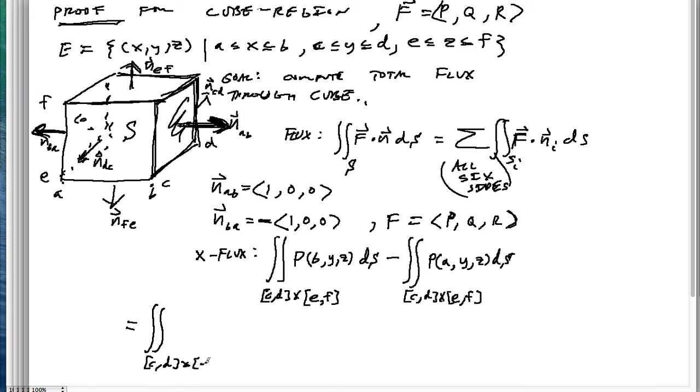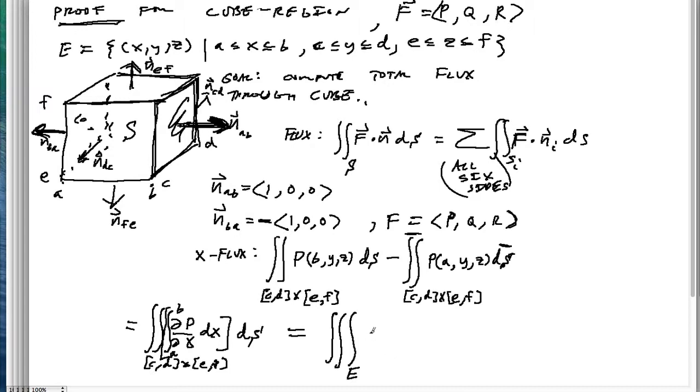Over CD cross EF, this looks like the partial derivative with respect to x. And then we're going to evaluate it at A. We're going to integrate it from A to B, dx. And that's all inside dS, the original integral that we had here and here. Okay? So this, of course, can become, we've iterated this integral, but we can de-iterate it by just indicating that that's the integral over the entire volume of the partial of P with respect to x, dV.